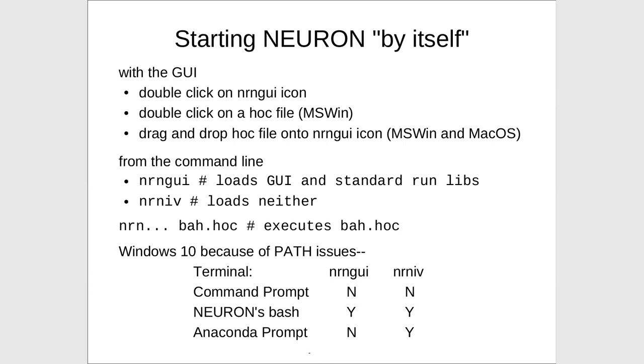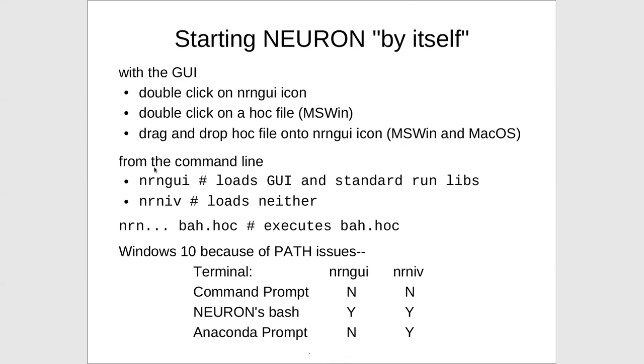If you're using Windows and you're looking in a file browser, you can double click on a hoc file if you see one. By the way, I recommend to Windows users, tell Windows to show you file extensions. You really want to see file extensions, okay? Or you can drag and drop a hoc file onto the NRN GUI icon that works under MS Windows and Mac OS. You can configure Linux to do that, but why?